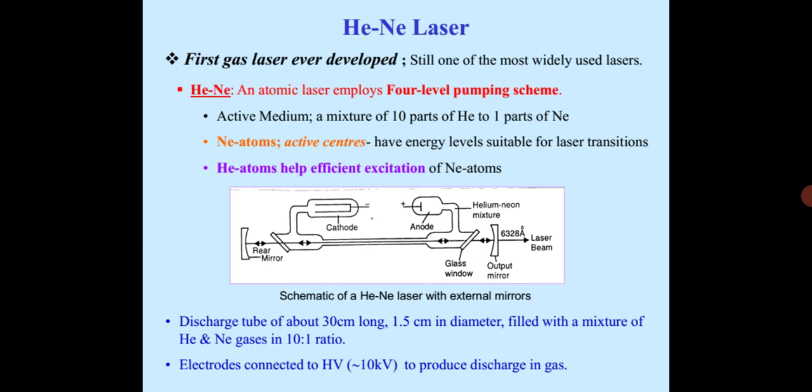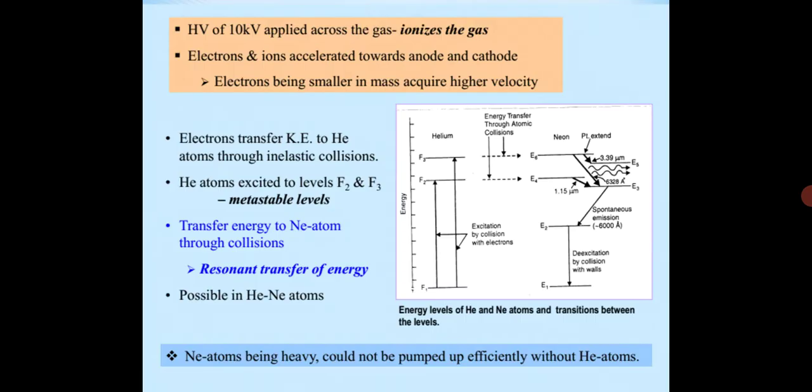So the discharge tube is about 30 centimeter long and 1.5 centimeter in diameter, filled with the mixture of helium neon gas in the ratio of 10:1. Electrodes are connected to high voltage, approximately 10 kilovolt, to produce discharge in gas. Now when high voltage discharge is applied, that ionizes the gas. Electrons and ions are accelerated towards anode and cathode.